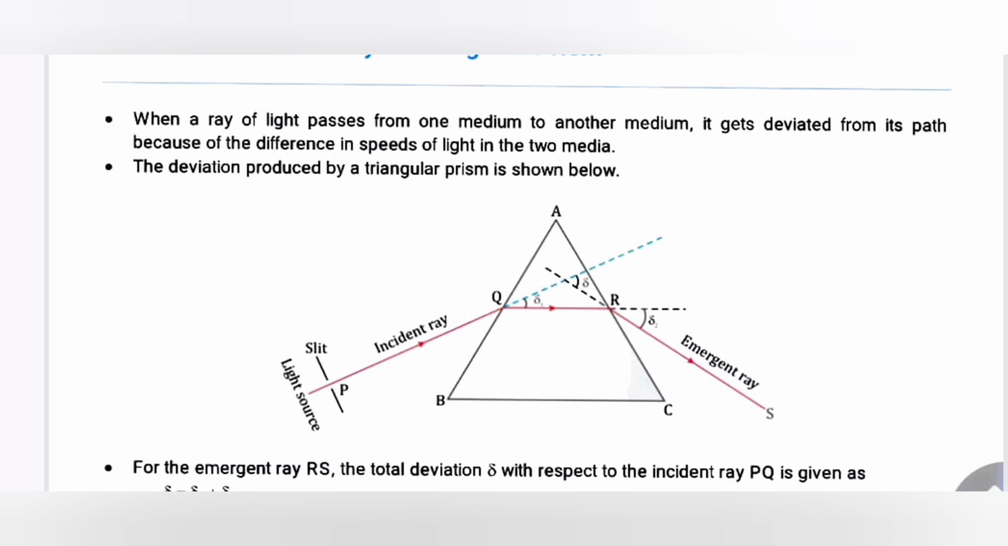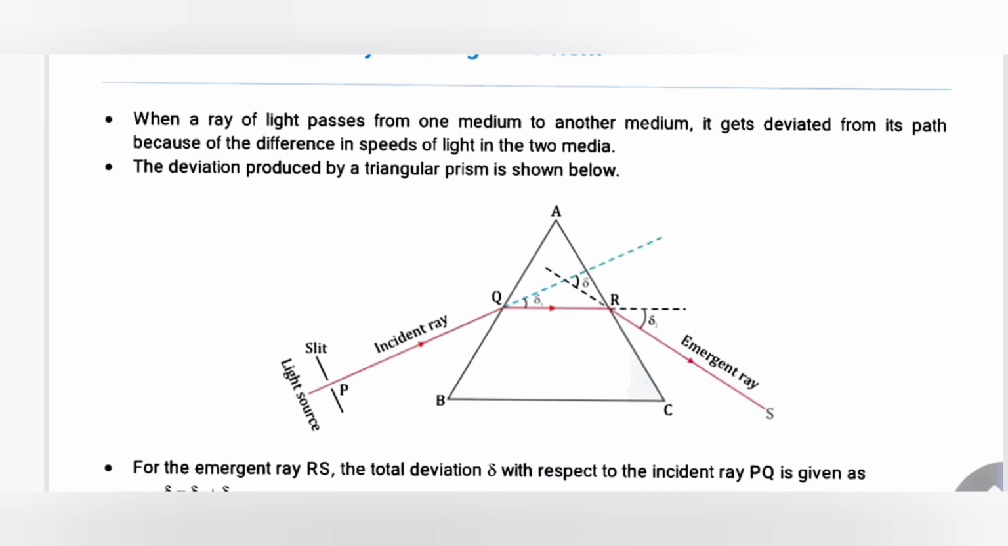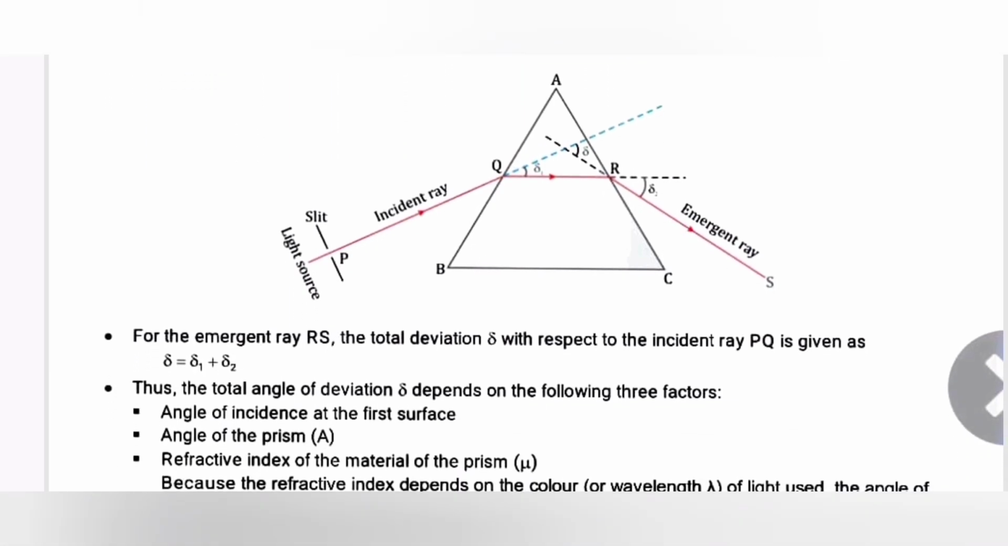Now let me tell you one thing. Delta 1 plus delta 2 is equal to delta, which is the angle of deviation. This is the concept of deviation, which we have already done in the previous chapter of light, which was refraction of light at plane surface. As you can see, delta is equal to delta 1 plus delta 2.